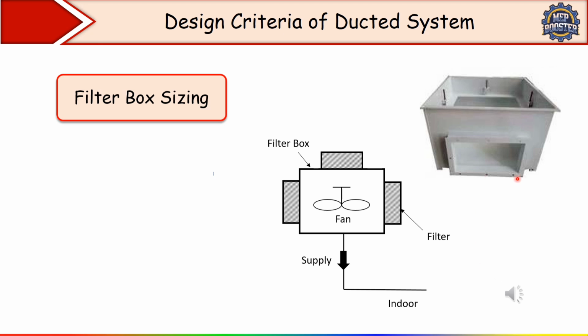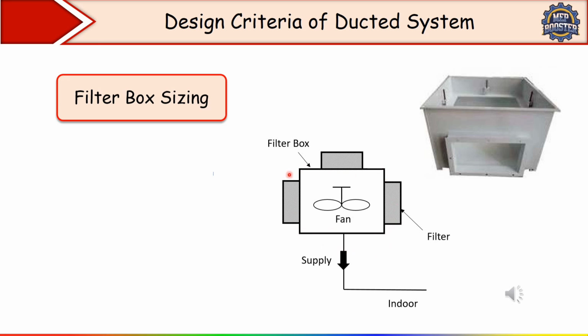Because we know that the outside air which you have taken has solid, unwanted particles in it. So if you supply air directly into the basement, what happens? That is why, to prevent those unwanted particles, we have to install a filter box first.